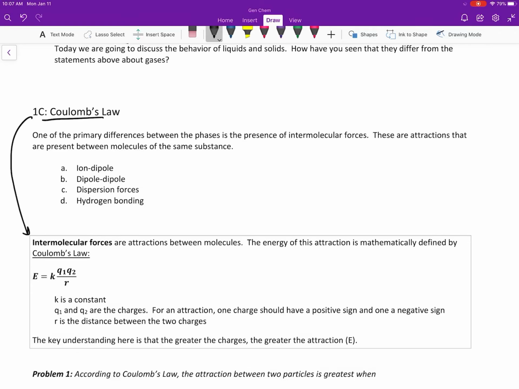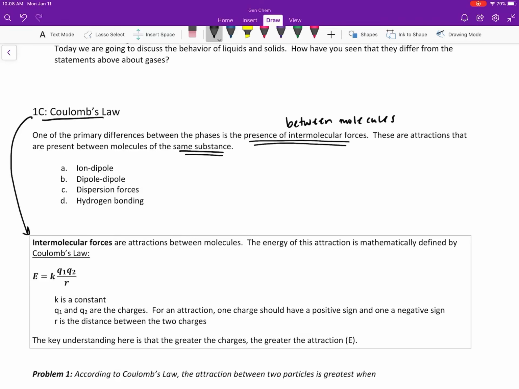Okay, so one of the primary differences we see between gases and the liquids and solids that we're discussing is that we have a presence of what's called intermolecular forces. So if we think about what these words mean, inter always means between. So these are going to be forces that occur between molecules. Now, the key is that these molecules must be in the same substance. And so that's not saying that they are the same molecule.